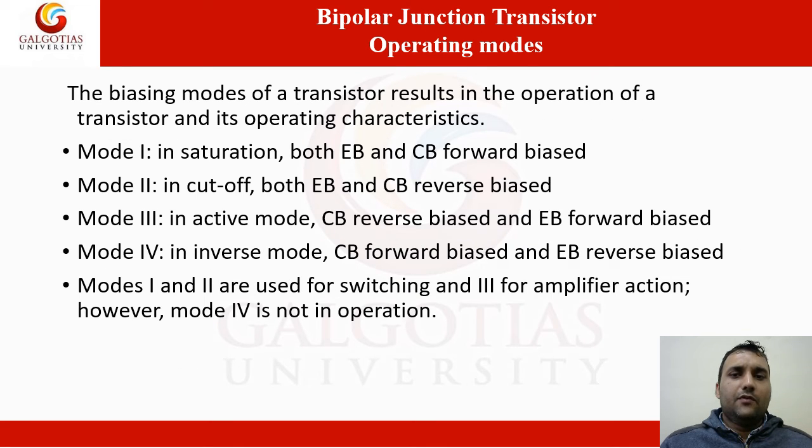This is the operating mode for the BJT transistors. The biasing mode of a transistor results in the operation of the transistor and its operating characteristics. In mode 1, the saturation mode, both EB, the emitter-base, and CB, the collector-base, are forward biased. In mode 2, the cutoff mode, both EB and CB are reverse biased. In mode 3, the active mode, CB is reverse biased and EB is forward biased. In mode 4, the inverse mode, CB is forward biased and EB is reverse biased. Modes 1 and 2 are used for switching, and mode 3 for amplifier action. However, mode 4 is not used in operations.